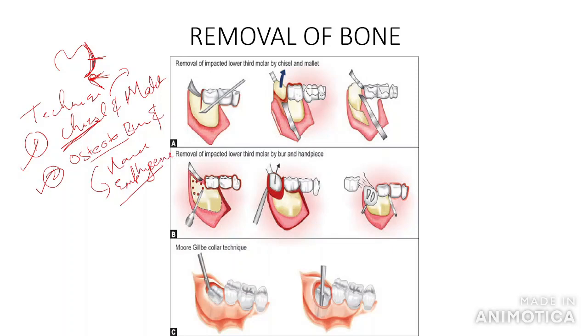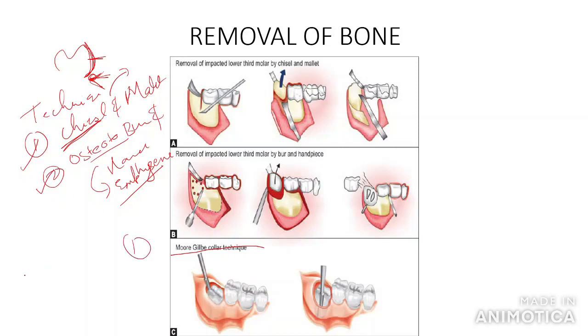Emphysema is basically accumulation of air or air bubbles while you will be cutting the bone. So the first technique that we are going to talk about is Moore and Gilb's collar technique. It is a very conventional technique and very easy.